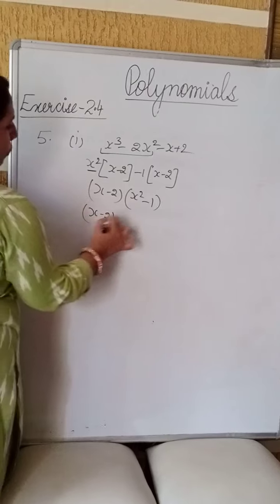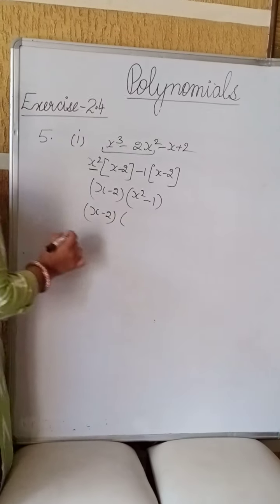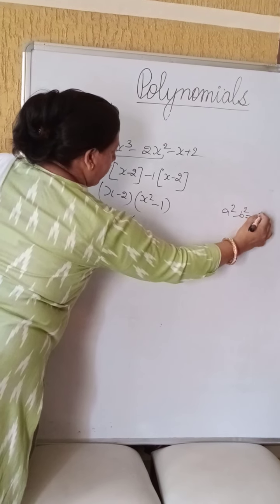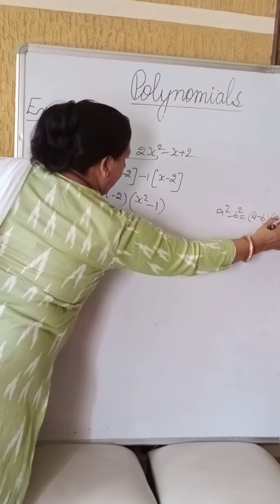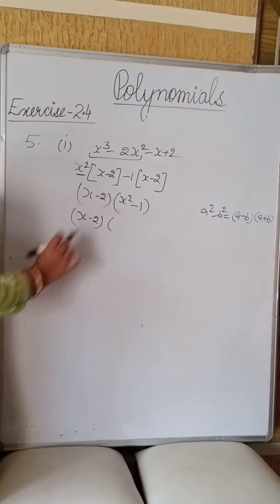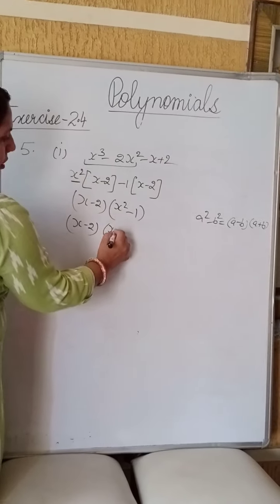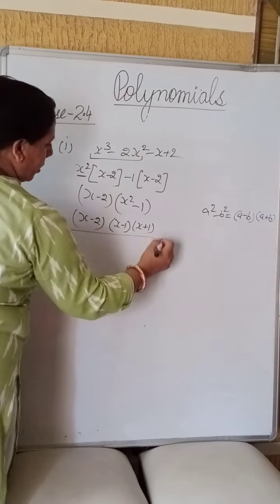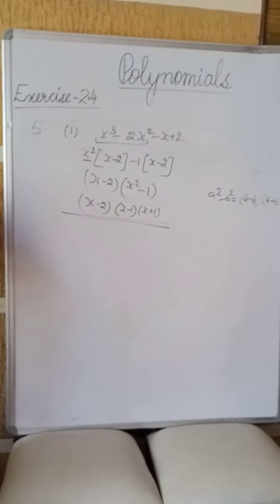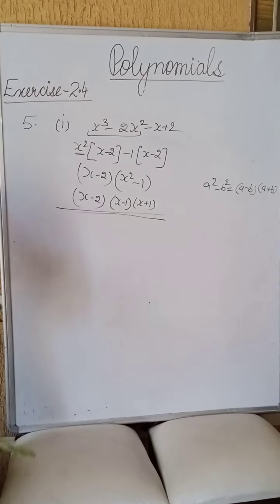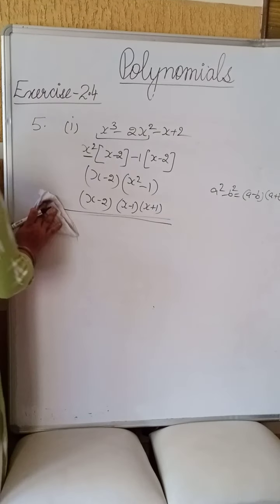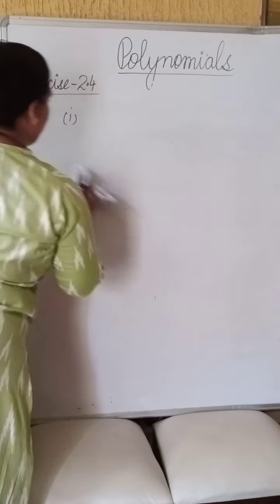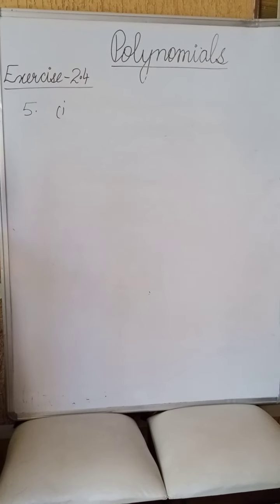Again beta, you know a square minus b square is equal to a minus b, a plus b. So you will use this identity here beta, x minus 1 and x plus 1. So these are the factors of this given polynomial. Now I am doing fourth part of this. Why? Because fourth and first part both are same. So I am doing fourth part firstly.